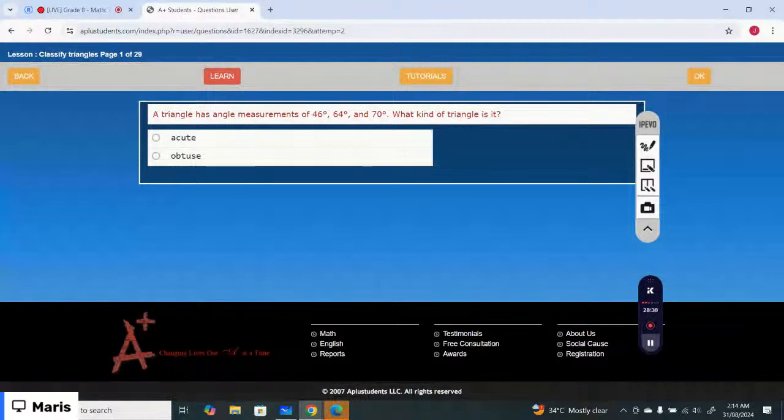So the one where you can see the angles 49 degrees, 64 degrees, and 70 degrees, they all are less than 90 degrees. So that is the acute triangle. The correct option is acute.